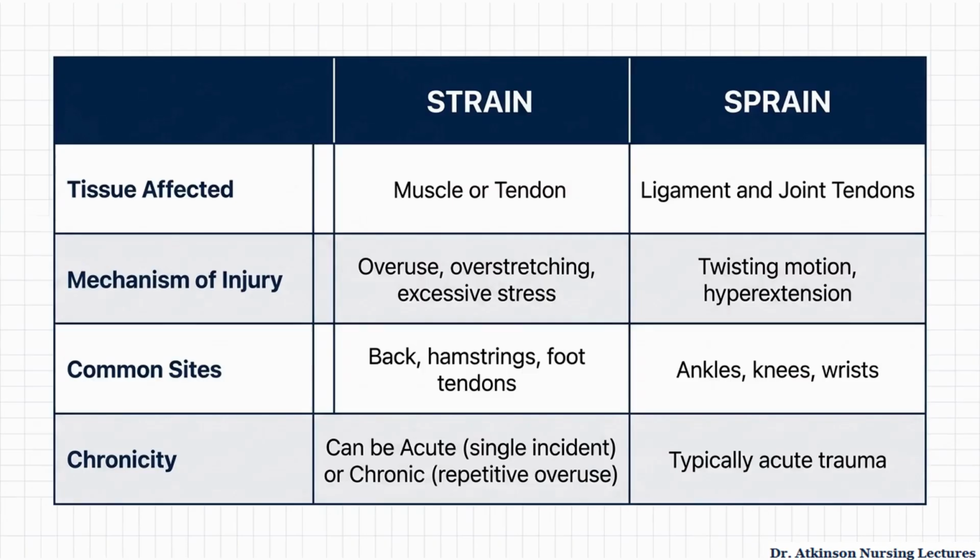Strains and sprains differ by the tissue injured and the mechanism causing the injury. Strains involve muscles or tendons and result from overstretching, overuse, or excessive stress, commonly affecting the back, hamstrings, or foot tendons. Sprains involve ligaments and joint stabilizers and are usually caused by twisting or hyperextension injuries, most often affecting the ankles, knees, and wrists. Muscle or tendon injury indicates strain, while ligament injury indicates sprain.